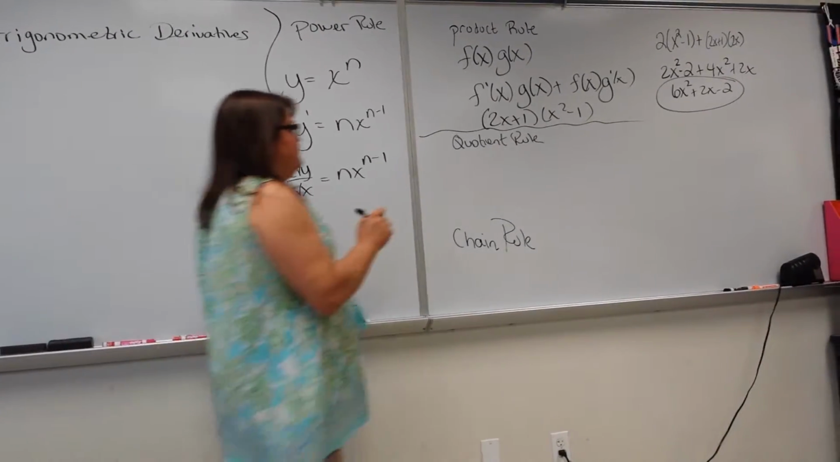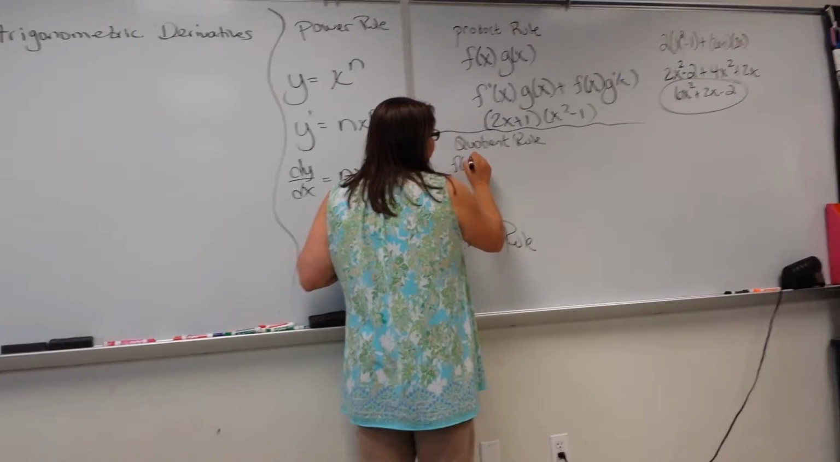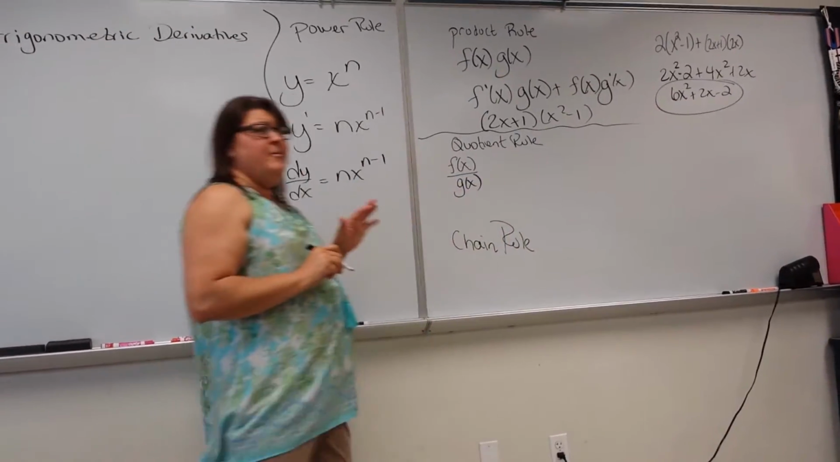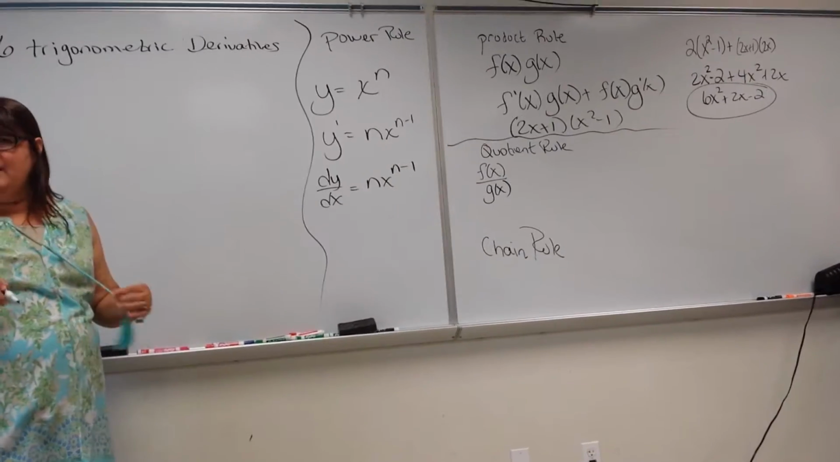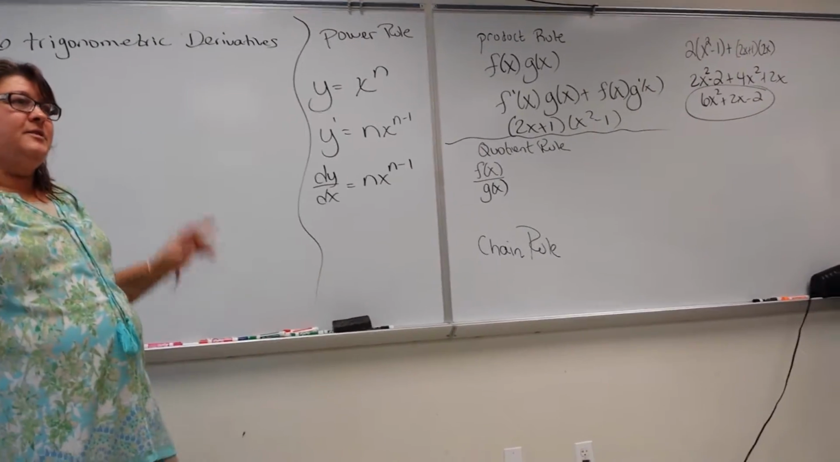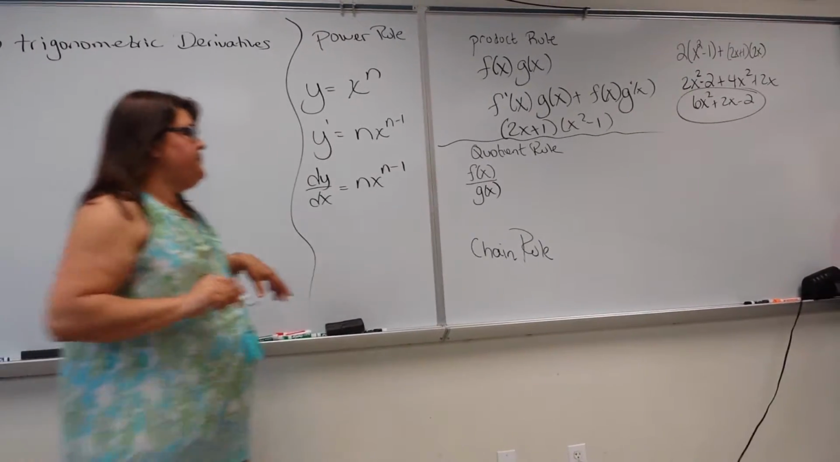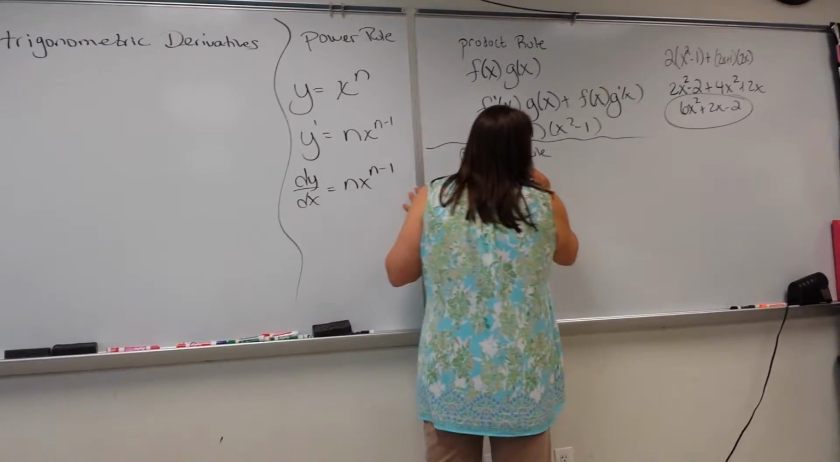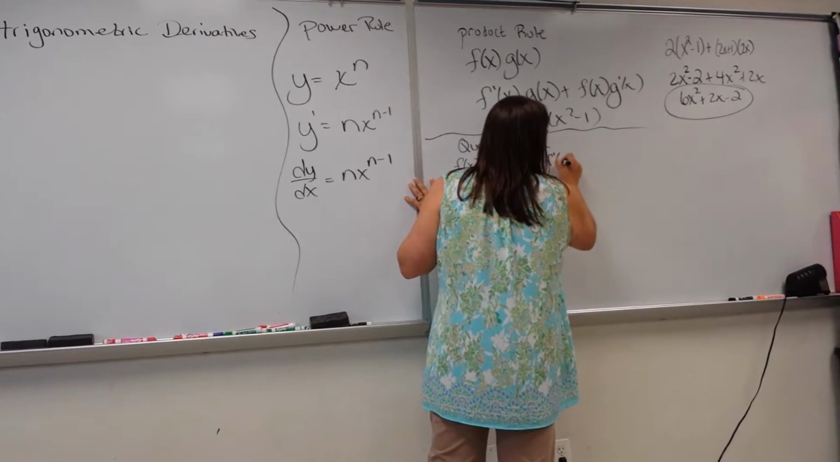Quotient rule. Low d high minus high d low over low low. Is everybody good with working it out that way, instead of doing the technical way to do it? I'll show you. It's low, high.